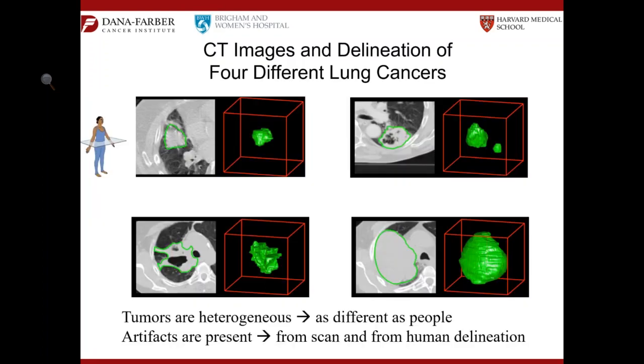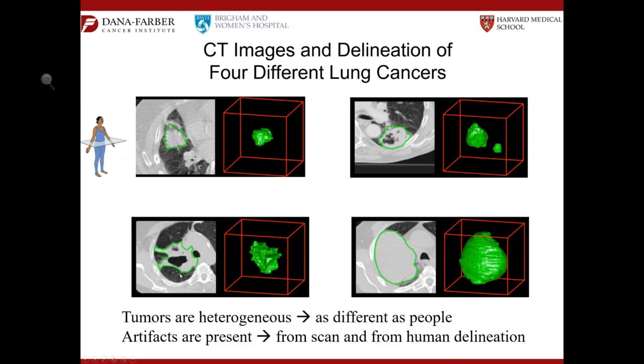And I do want to make the point that some people often think of lung cancers as little balls, or just a little nodule floating in the lung itself. And that's certainly true. There are some small, round lung cancers, but in general, tumors are pretty heterogeneous, meaning they're as different as people. So here are 4 different lung cancers that have been manually segmented, manually delineated by a physician. And you can see a representative axial slice shown here, meaning a slice through the patient in this plane.